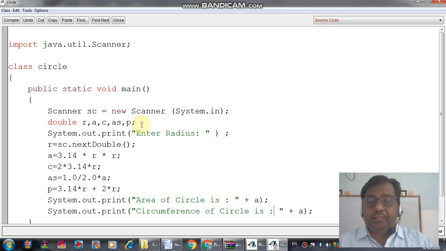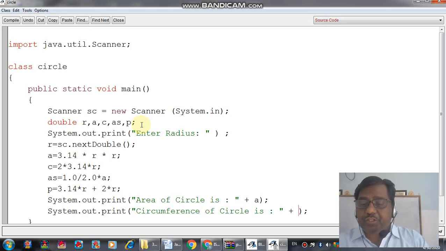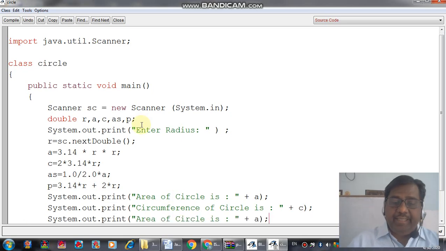Of a circle is what? Not A. In which variable have you calculated the circumference? C. This is your answer. Next you are supposed to write area of what?